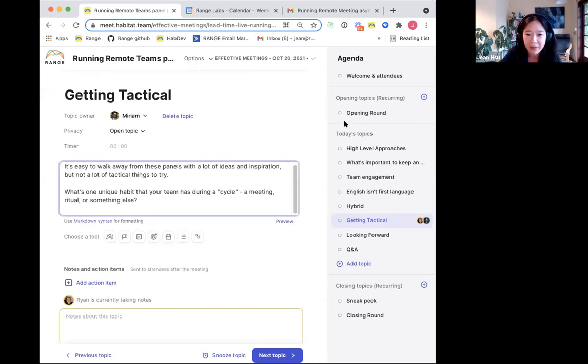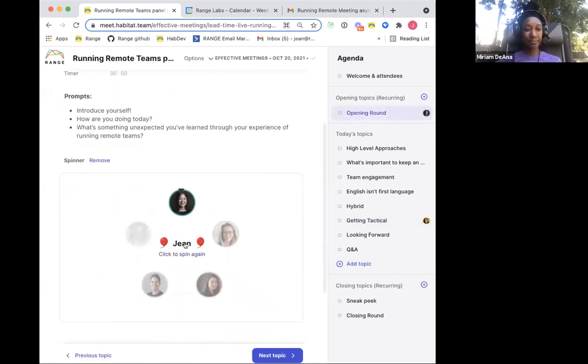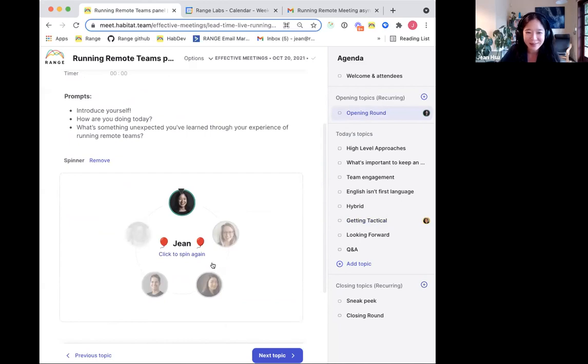All right, let's try the spinner for this one. And I'll do the pre-spinning so that it's a little bit more predictable. Good, we'll start with Jen.